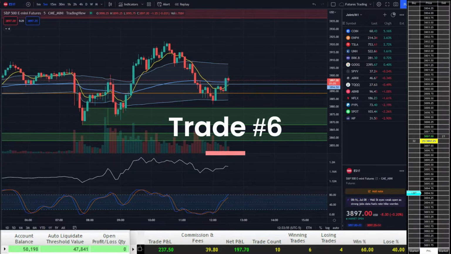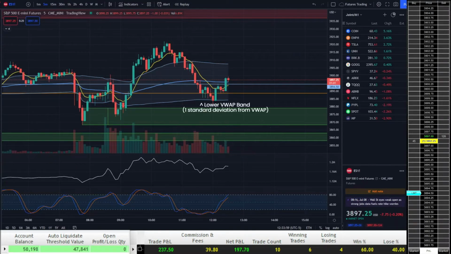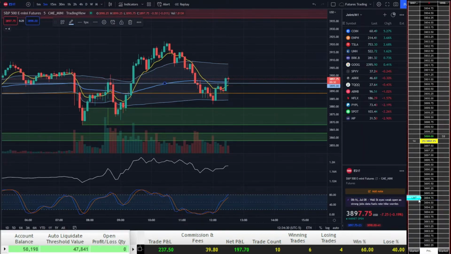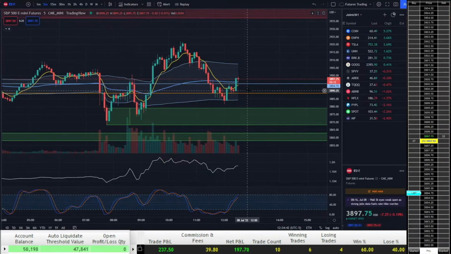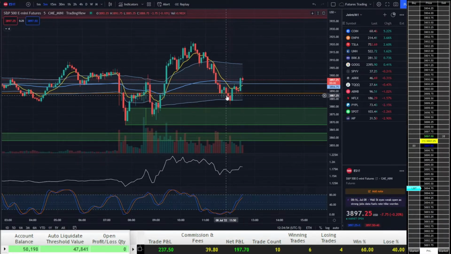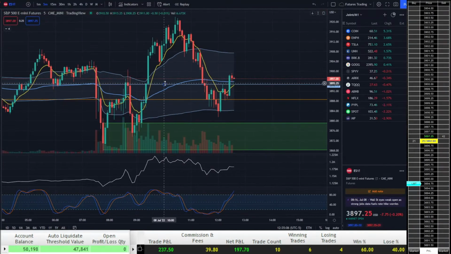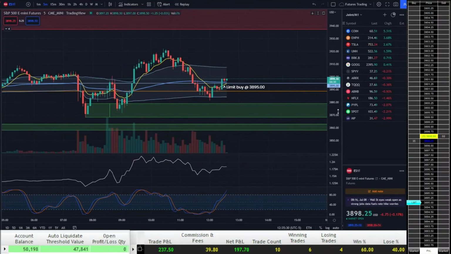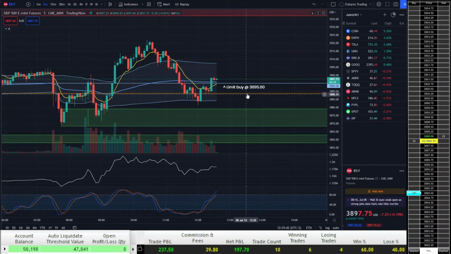The S&P futures have sold off a bit and bounced off the bottom VWAP band. Price is pushed above both the 21 EMA and VWAP, and I see that they're both converging and price is retracing back into them. So price has been making higher lows and higher highs today, so we are in an uptrend, especially considering the strong buyers from the morning. So I put a limit buy order here right where the VWAP and 21 EMA are converging.